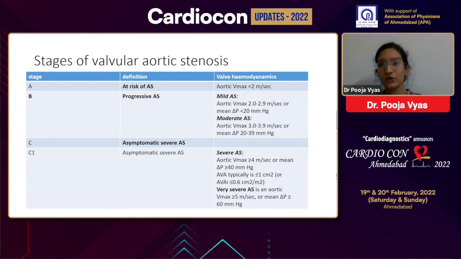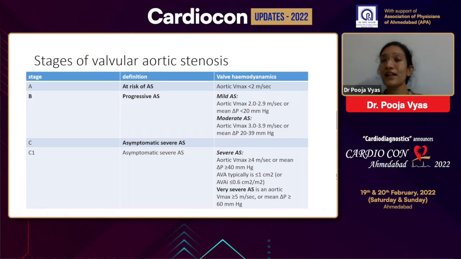And for moderate aortic stenosis, aortic Vmax should be between 3 to 3.9 meter per second, or mean pressure gradient should be between 20 to 39 millimeter of mercury. Now stage C includes asymptomatic severe aortic stenosis patient. Severe aortic stenosis is considered when we get aortic Vmax of more than or equal to 4 meter per second, or mean pressure gradient of more than or equal to 40 millimeter of mercury. And at that time, aortic valve area typically is less than or equal to 1 centimeter square.